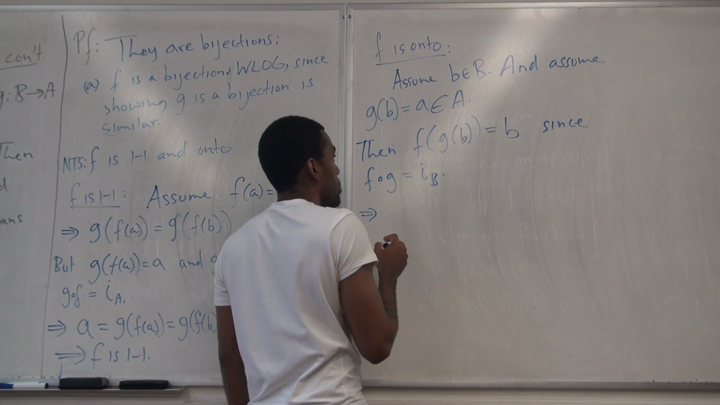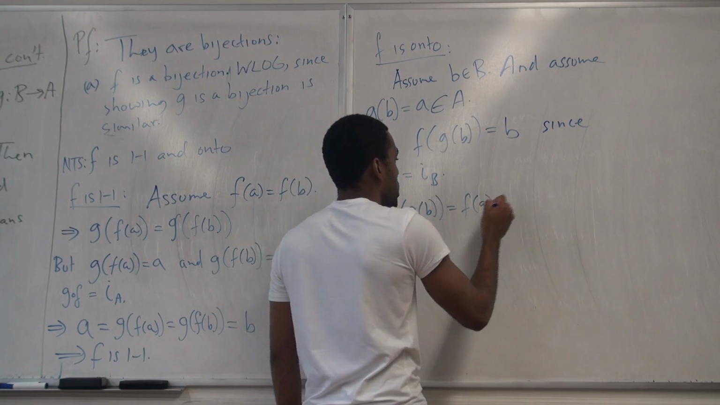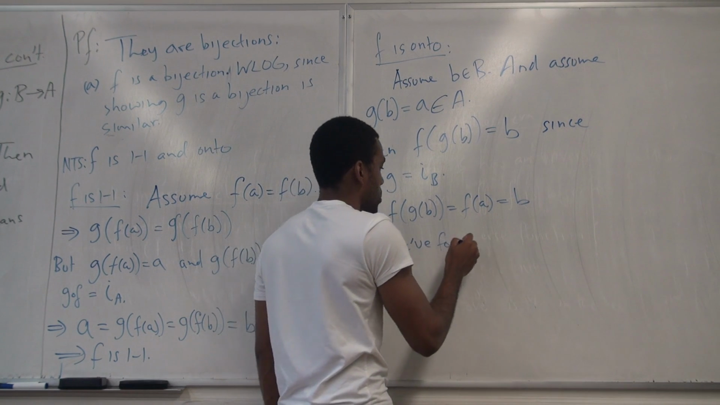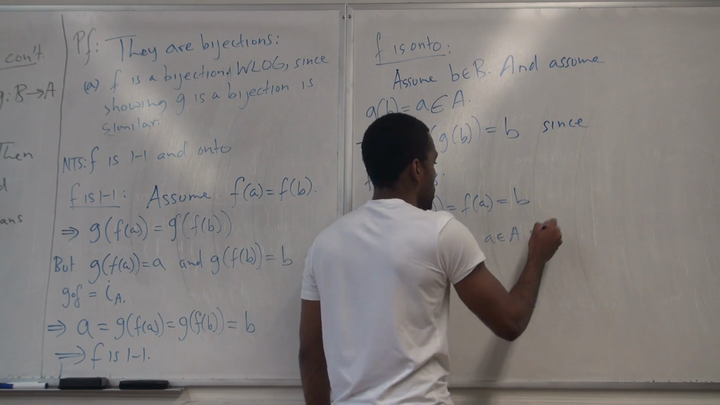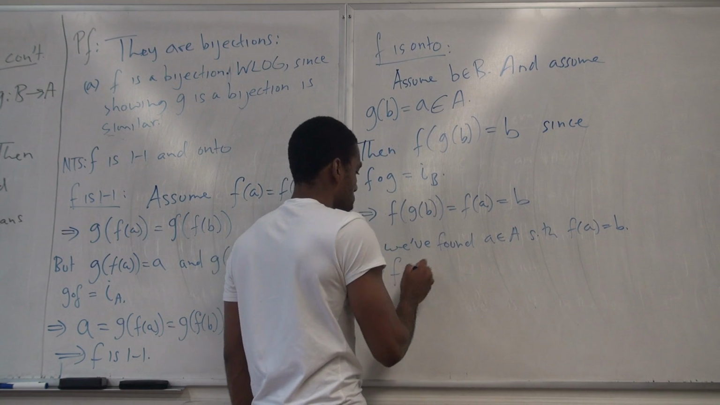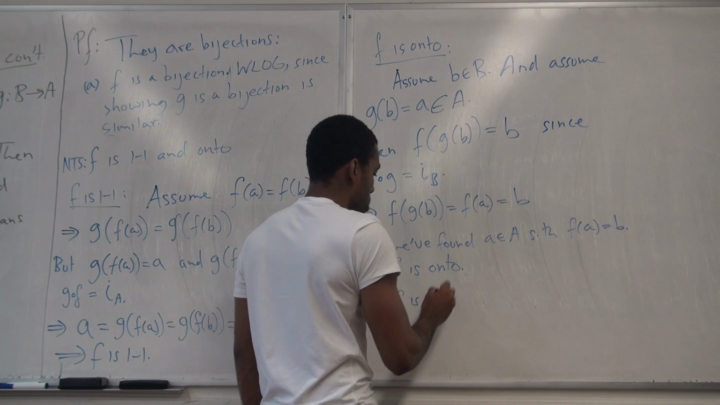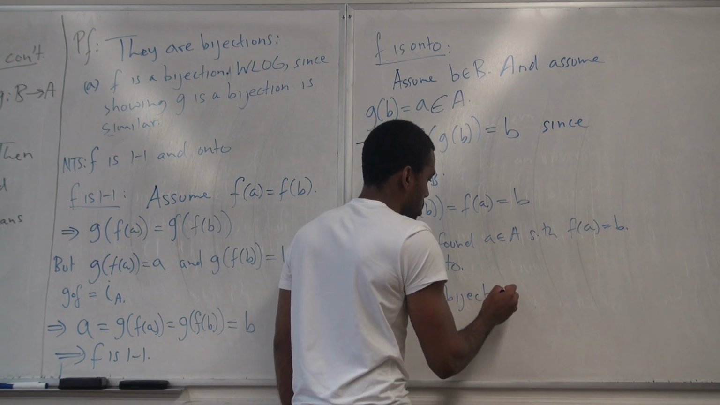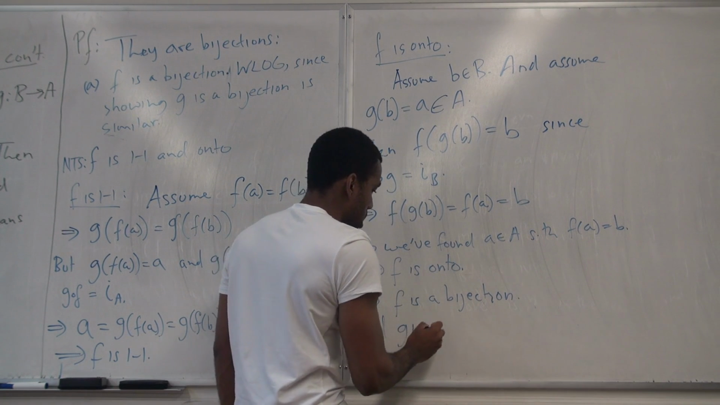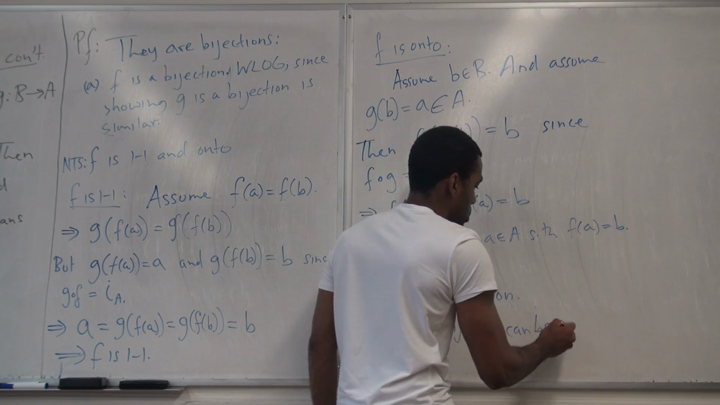So this means that F of G of B equals F of A equals B. So we found an element in A such that F of A equals B, which means F is onto. This means F is a bijection and G is a bijection, and we're done.